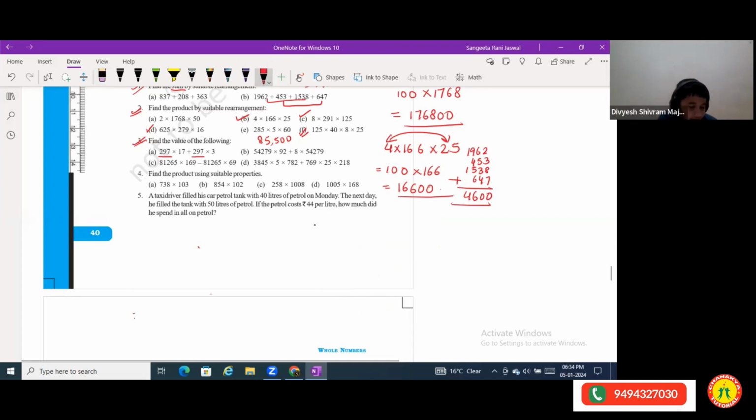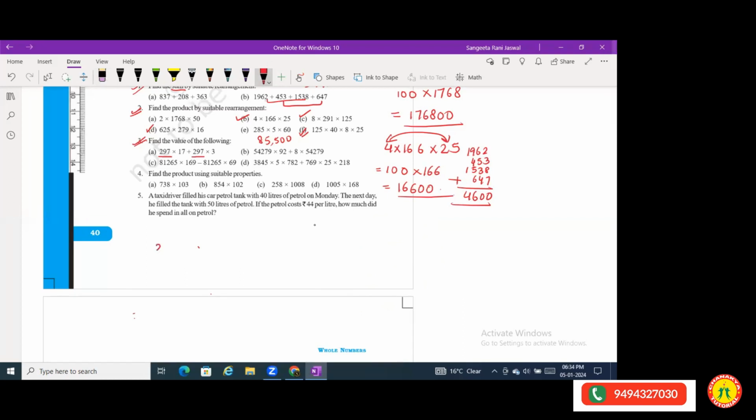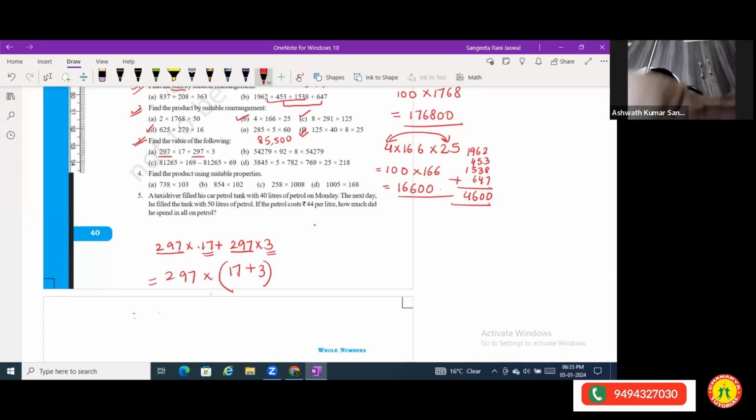Ma'am, I got 5,940. Okay, so now Ashwath, listen carefully. 297 is here also, 297 is here also. So I will take 297 outside. Outside means outside the bracket. Inside the bracket, what I am left with is 17 here and 3 here and this plus sign. Okay, Ashwath? Are you understanding?